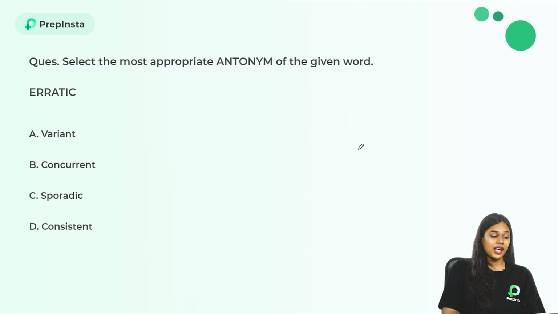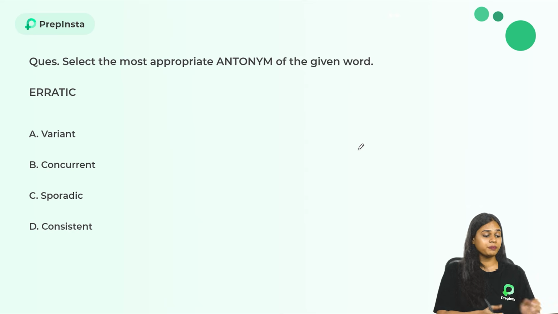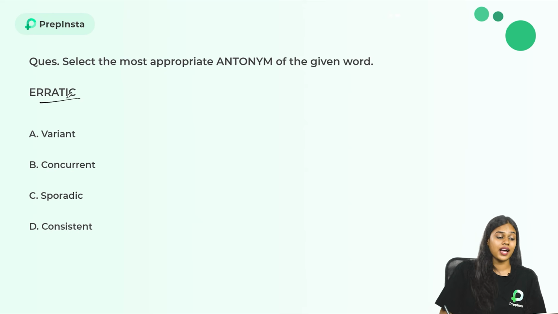All right, so let's move forward with the questions now. Select the most appropriate antonym of the given word. The word given over here is erratic. All right, and the options are variant, concurrent, sporadic, or consistent.